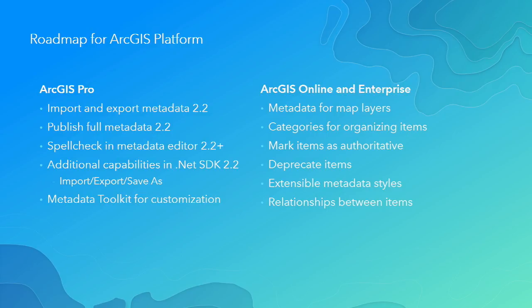And then, as I mentioned, in Online and Enterprise, Portal for ArcGIS, metadata for map layers, categories, right? So you can organize your items according to categories of things, not just in groups. Marking items as authoritative is already there in ArcGIS Online, deprecating items as well. And then down the line, extensible metadata styles in Pro and Portal, right?